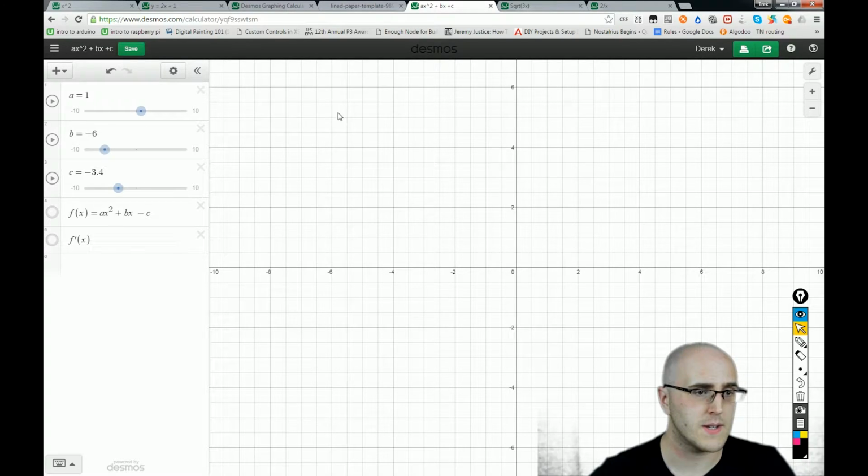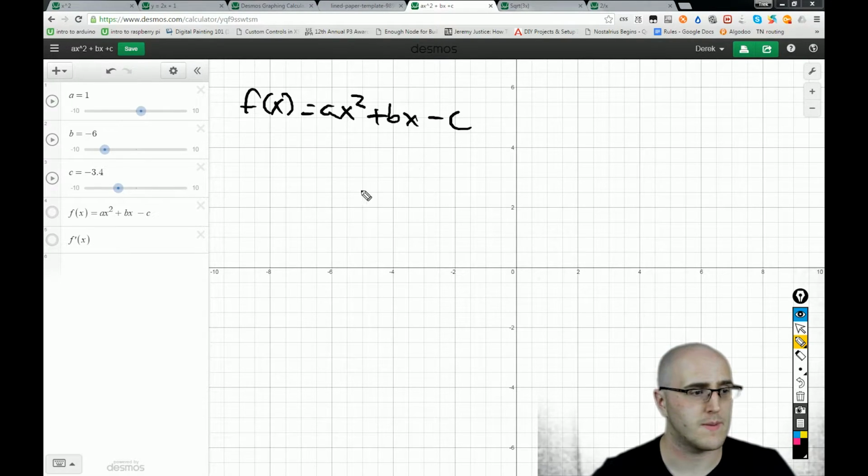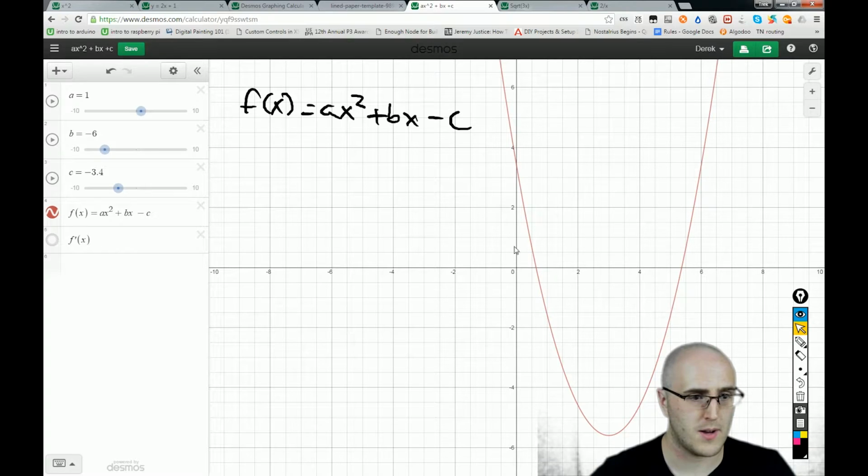So I have one here. This is my function here. So we have f of x is equal to ax squared plus bx minus c. And we want to find the derivative of this function. I'm going to go ahead and turn it on real quick just so we can talk about what it looks like. So it is a paraboloid. I just set our a's, b's, and c's to some random values at the moment just so it ended up on screen. But yeah, this is how it looks.